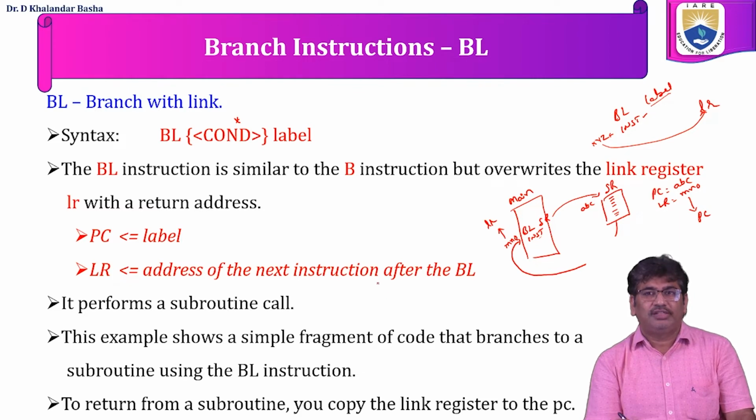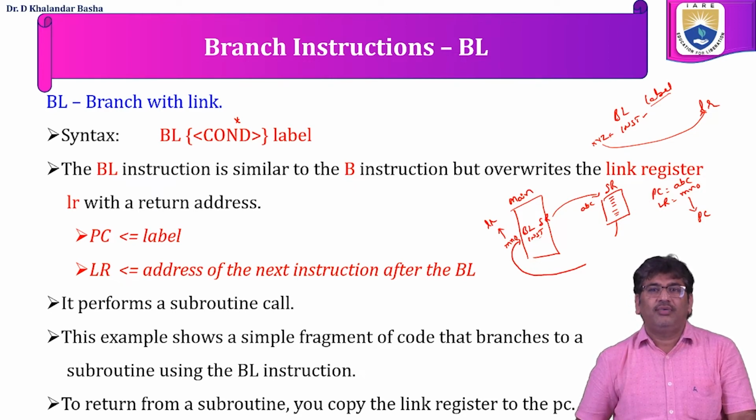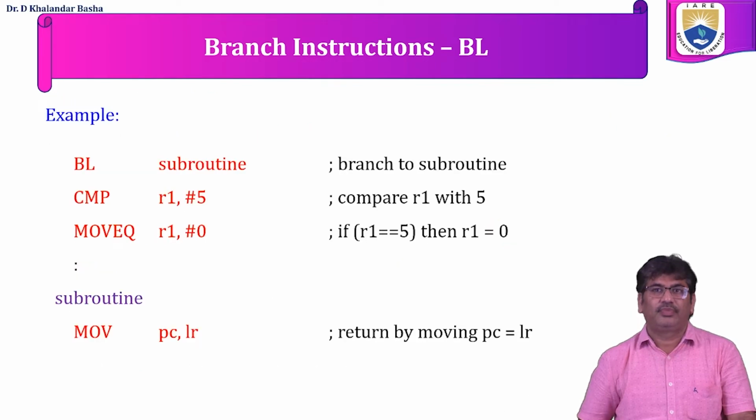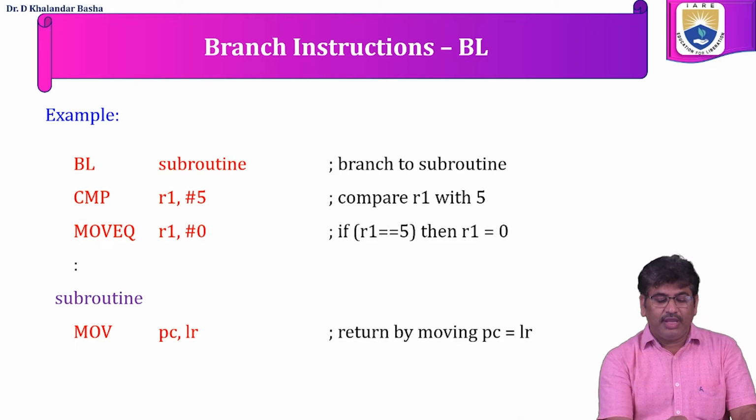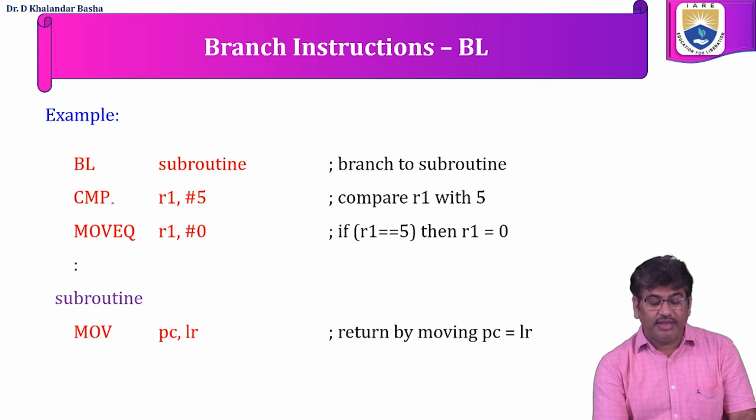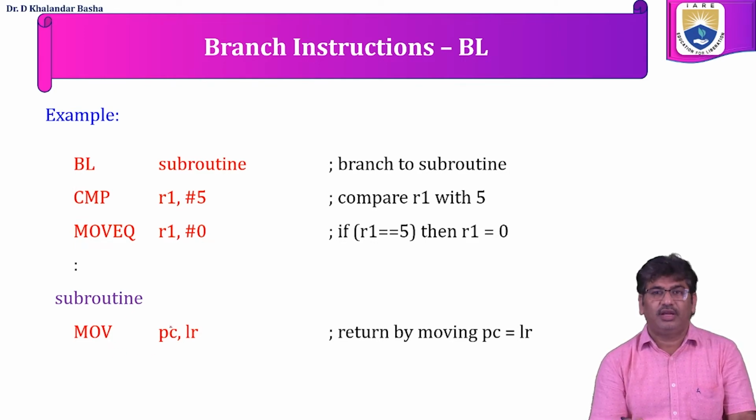It performs a subroutine call. This example shows a simple fragment of code that branches to a subroutine using the BL instruction. To return from a subroutine, you copy the link register to the PC. Example: BL a subroutine, CMP R1, #5, MOVEQ R1, #0. Somewhere here, the subroutine is placed which has a few instructions, right?